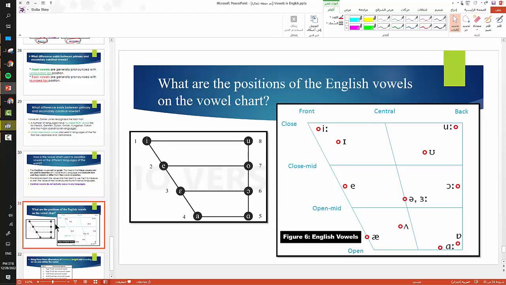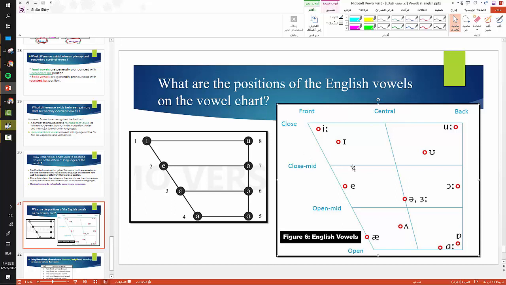What are the positions of the English vowels on the vowel chart? So this is the cardinal vowel, the basic or the essential. This is our English vowels. So look here, the E sound is at the peak, but in the English language we have it slightly lower. How can we describe our vowels?